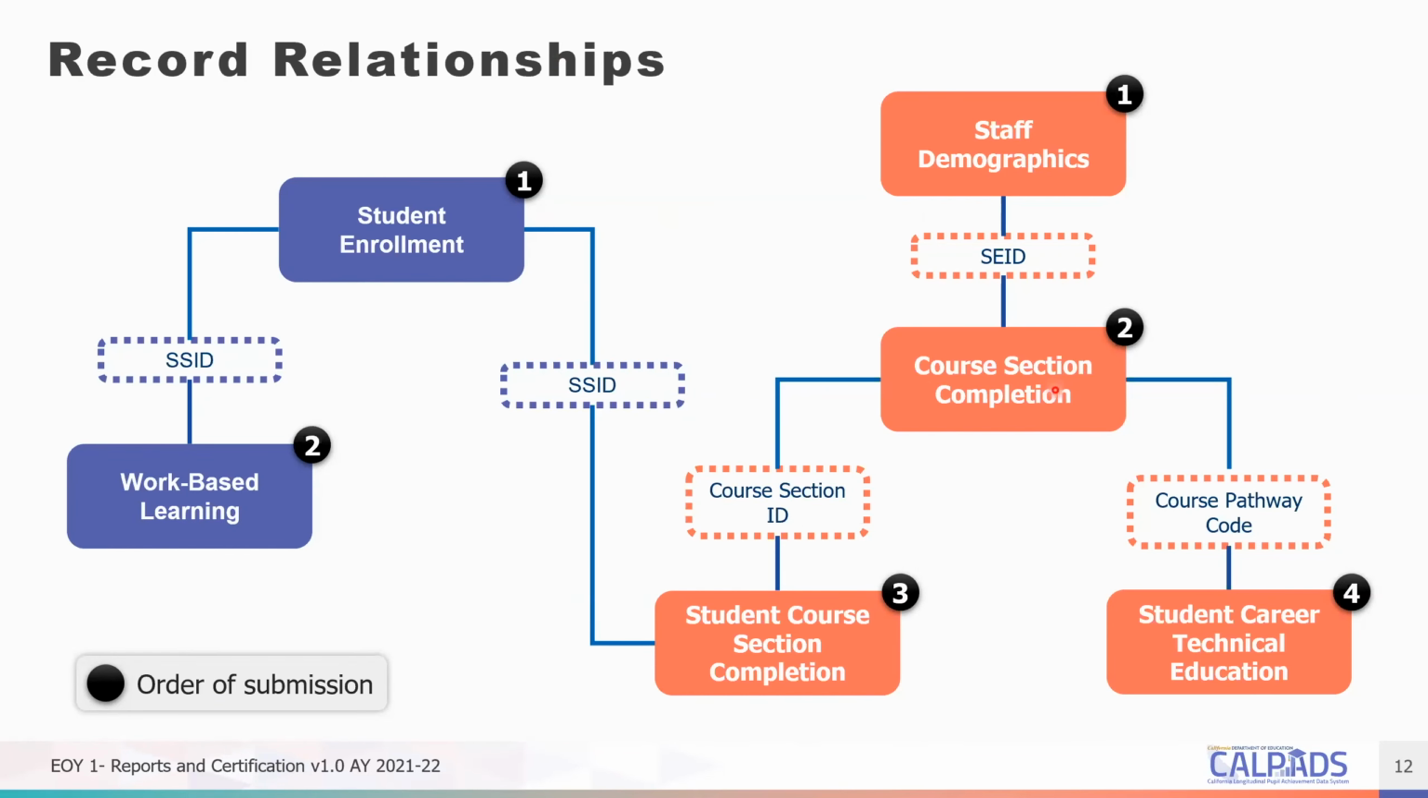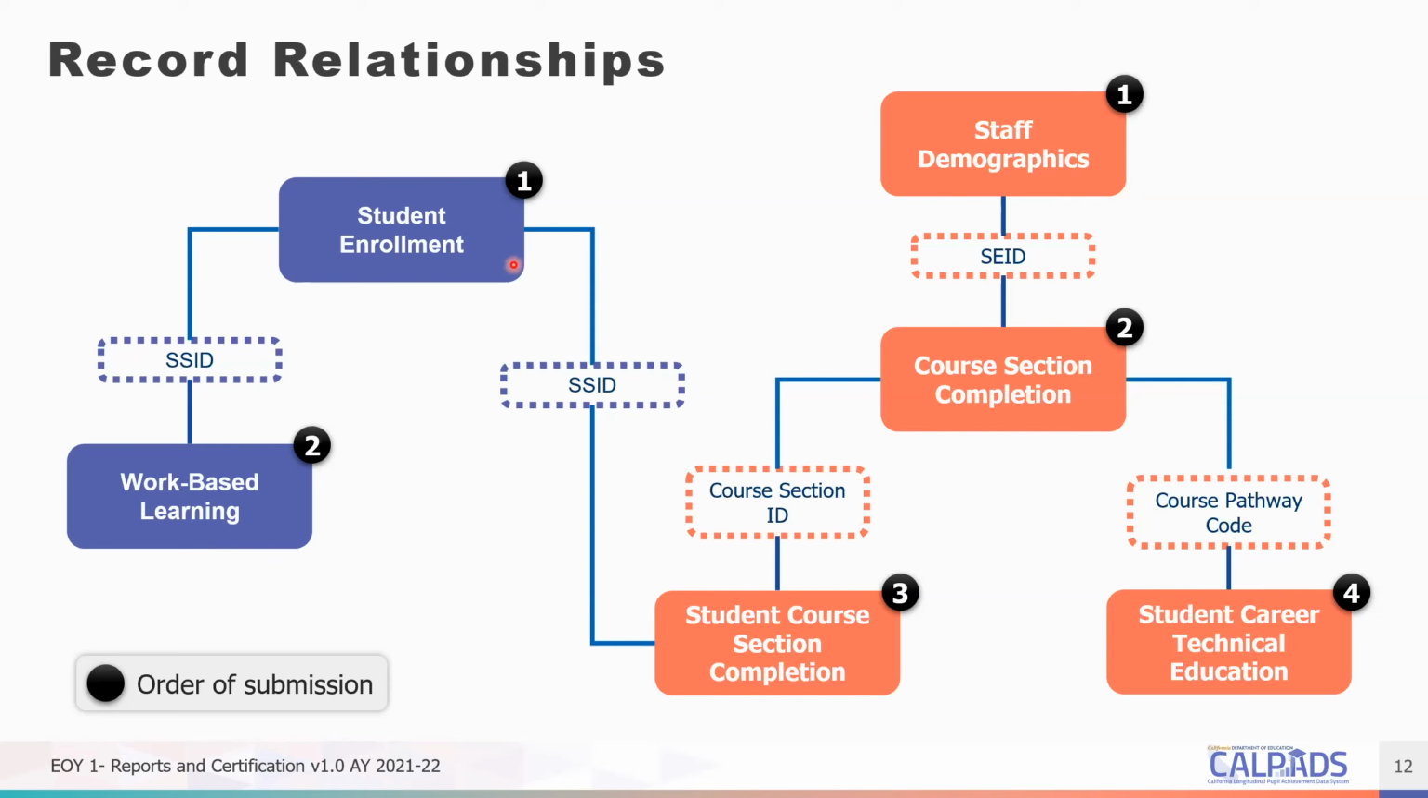So this is just a diagram of the relationships that matter with regards to end of year one. Of course, you have to gain ownership of the student you want to report, so you submit your SCNR. You have to gain ownership of the staff that you want to report in these courses, so you submit your staff demographics, right? Now that you have the SSIDs and SEEDs, you then would be able to report the work-based learning record that the student is eligible for or participated in and qualified.